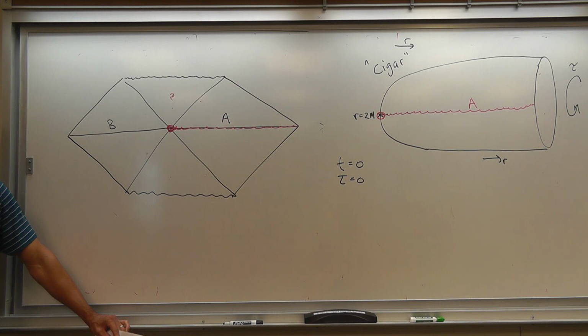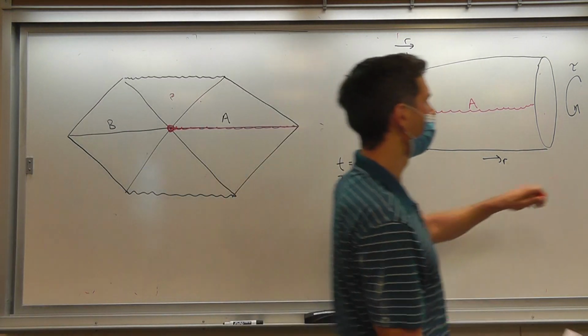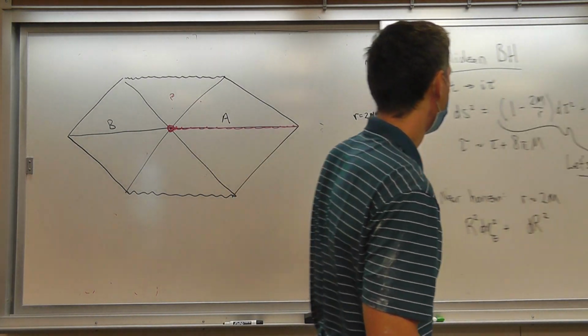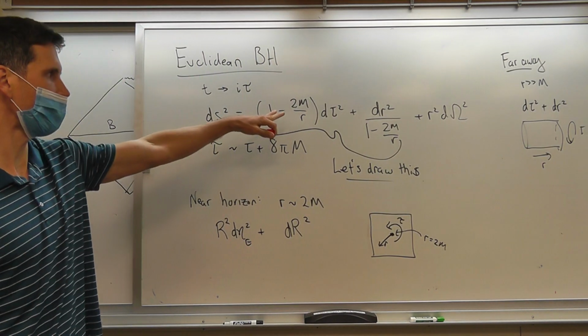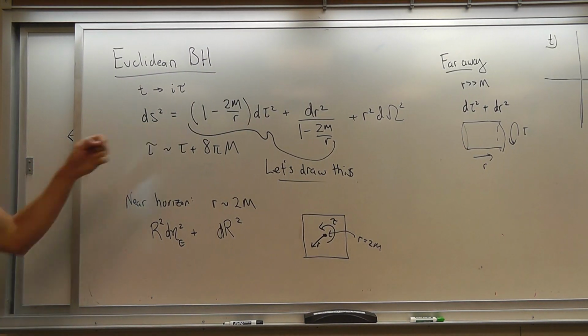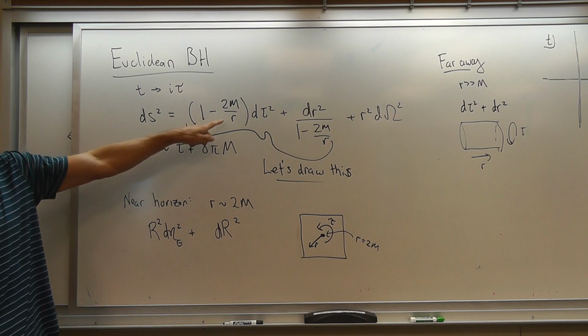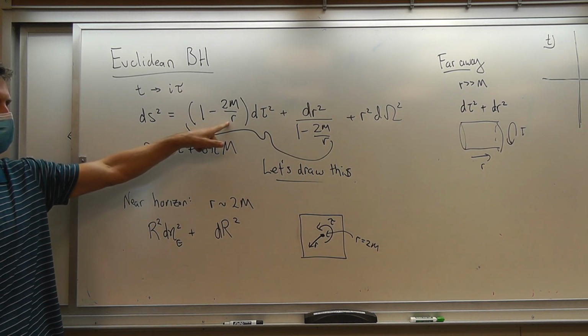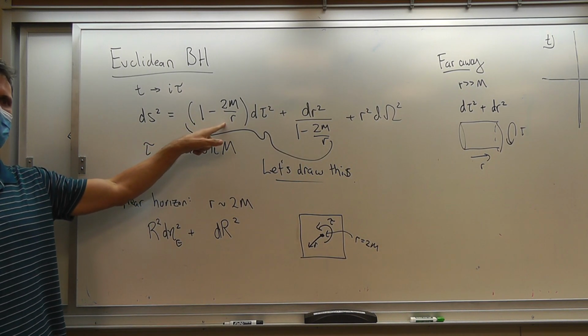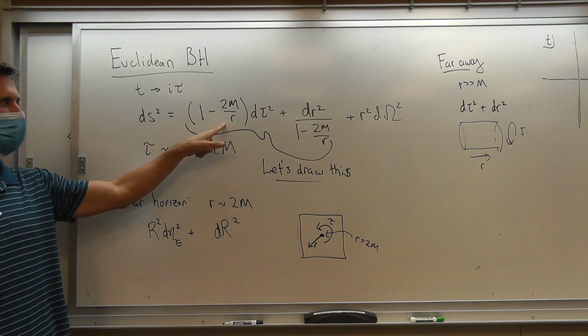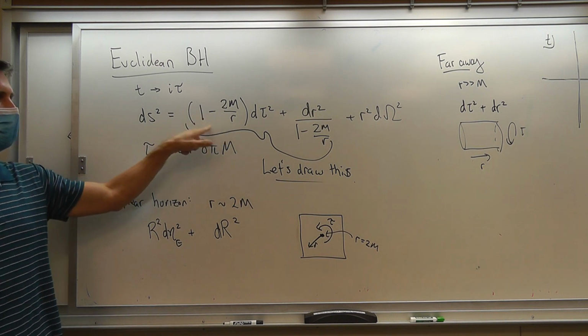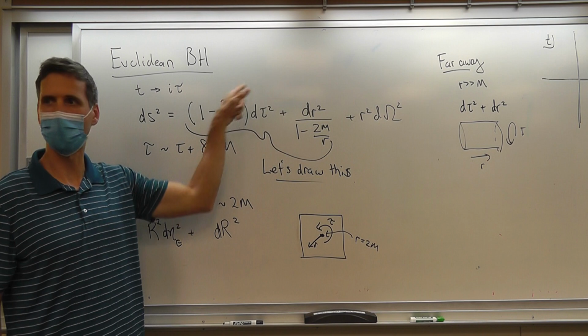Could you explain why we chose the origin to be 2m? Why is that the origin in polar coordinates? In the Euclidean metric, we showed last time that you can't take r less than 2m because it'll go singular, but if you expand for r near 2m, then this piece of the metric just looks like polar coordinates.